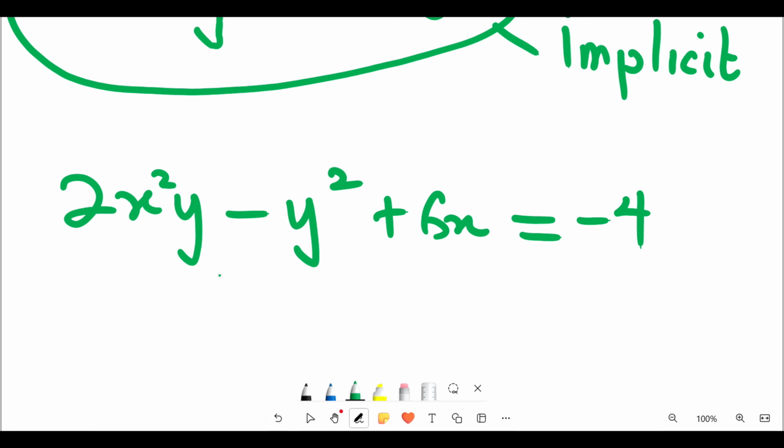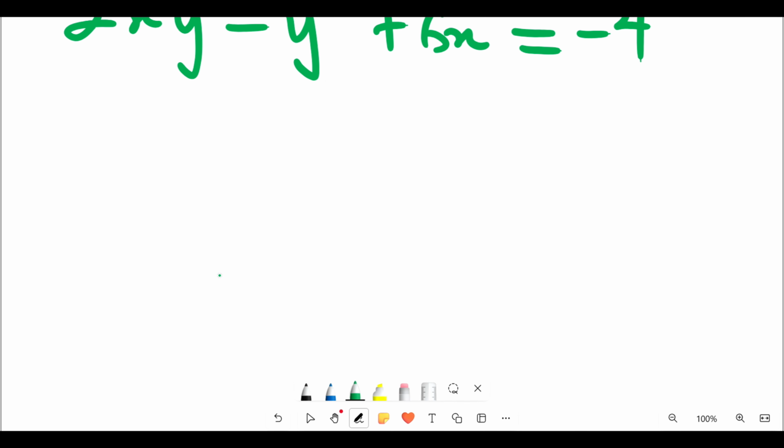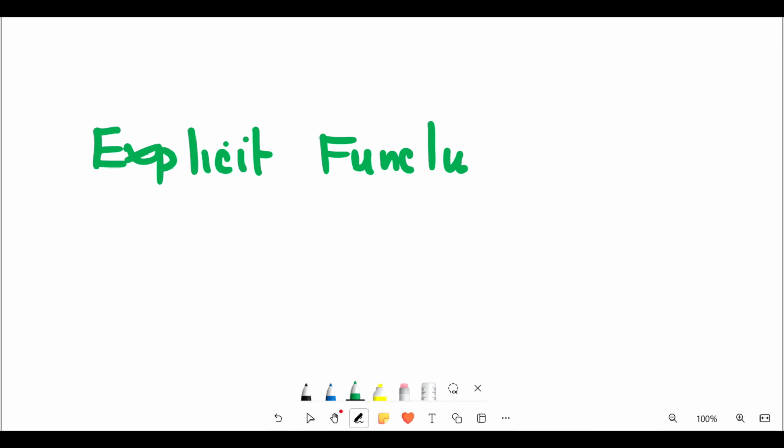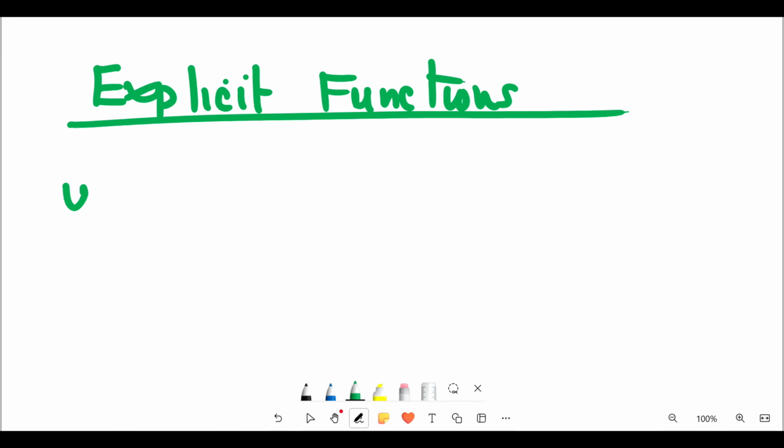All right, let's look at how best we can differentiate implicit functions. Now we have to revise how to differentiate explicit functions, then we will apply some of the concepts here. So for now, let us revise how to differentiate explicit functions.